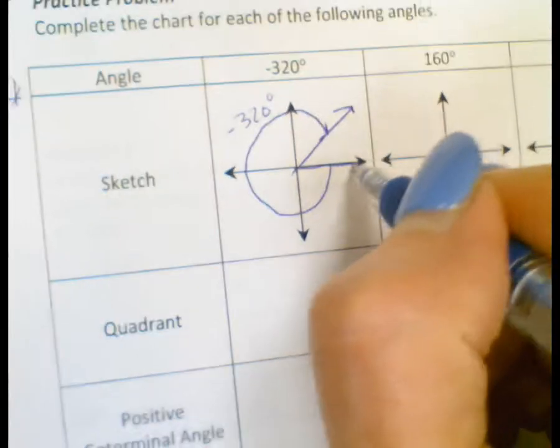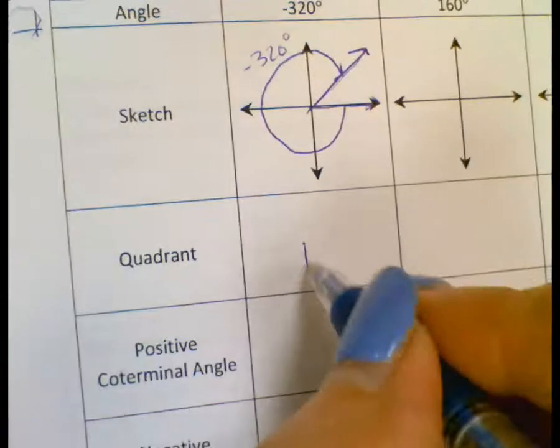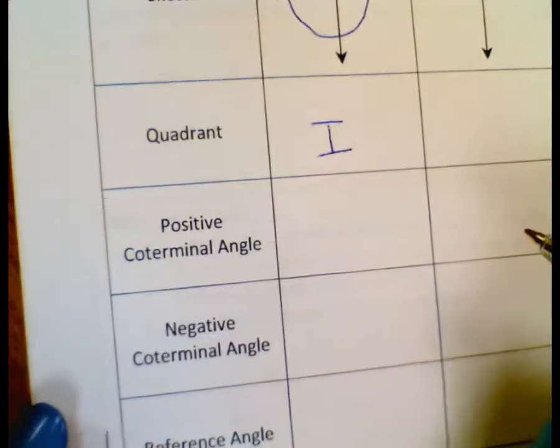You should have an initial side and a terminal side. What quadrant is it in? That is the first quadrant.